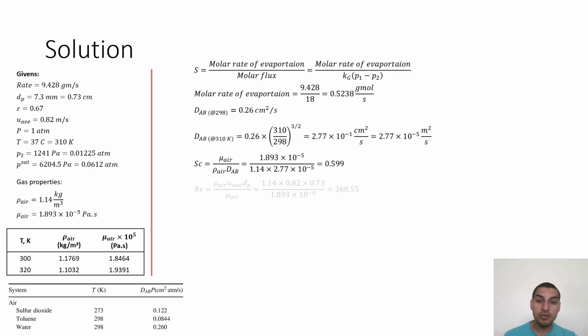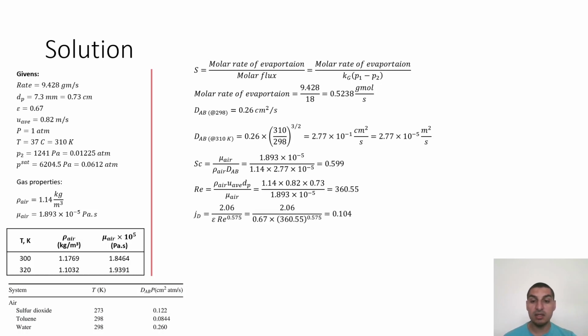So we can calculate Schmidt number and Reynolds number, and again, keep in mind that the units are very, very important. You have to make sure that the units are homogeneous, that everything is put in the proper units. So I can calculate Schmidt number, Reynolds number, and then using this relation, which is the relation for calculating the mass transfer coefficient for gases or vapor phase in a packed bed, you can calculate JD. From JD you can calculate KC.